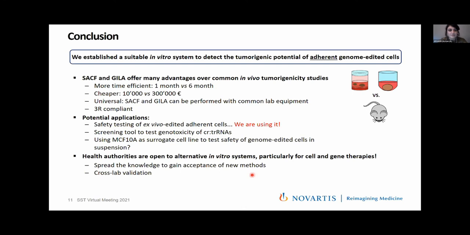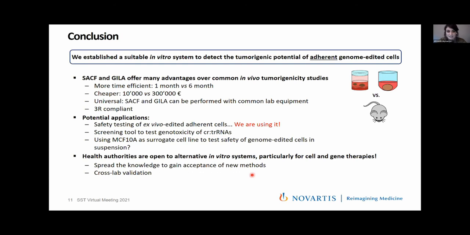So in conclusion, we established a suitable in vitro system to detect the tumorigenic potential of adherent genome-edited cells. And our system offers many advantages over common in vivo studies. For example, the soft agar takes 1 month, whereas the in vivo study takes 6 months. The soft agar and the GILA are also roughly 30 times cheaper than an in vivo study, and they are universal, so they can be performed with common lab equipment. And they're also 3R compliant.